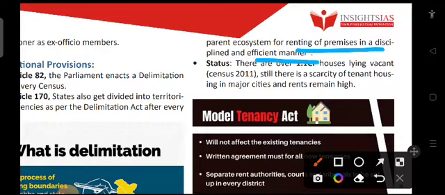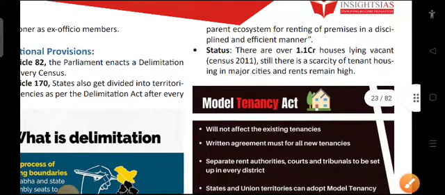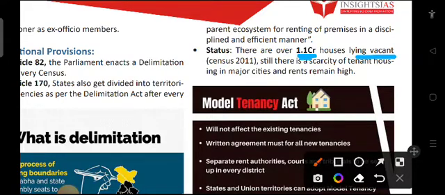What is the status? There are over 1.1 crore houses lying vacant. So more than 1 crore houses are vacant as per census 2011. Still there is a scarcity of tenant housing in major cities and rents remain high. So since urbanization, we are facing skyrocketing of rent in urban areas especially. So for this, the enactment of MTA will really help the people.